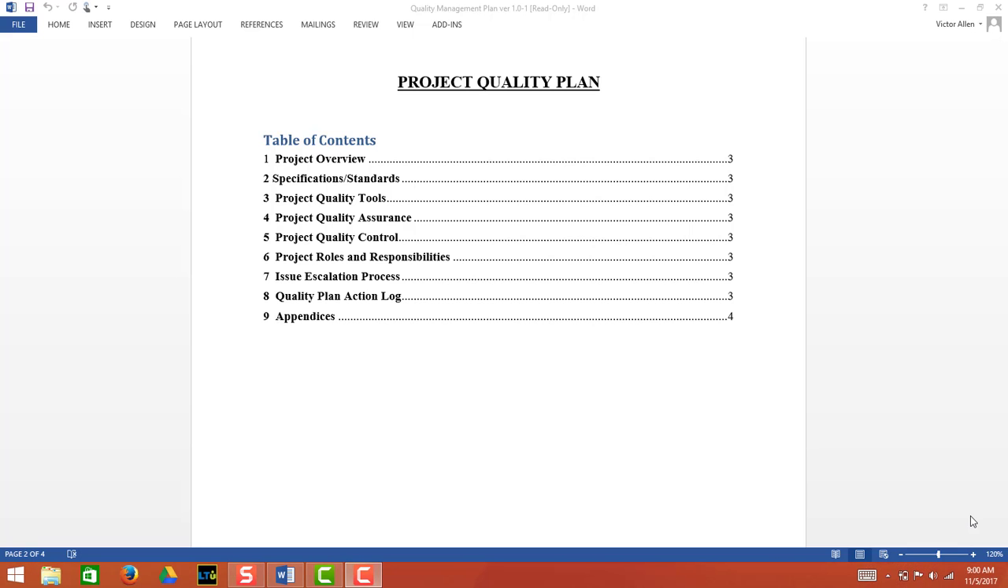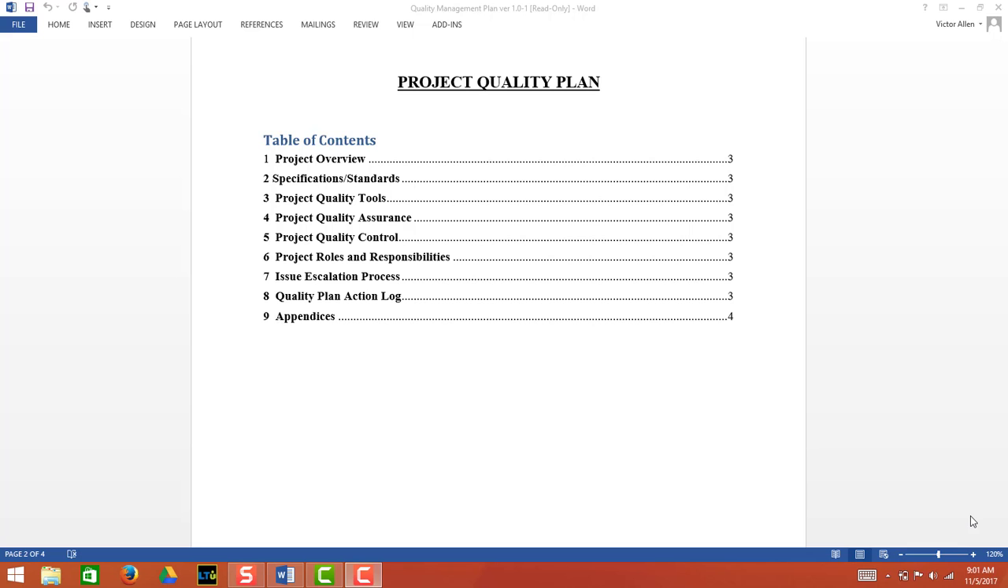The next section is the issue escalation process. The purpose of this section is to ensure that any quality issues that arise are dealt with in the appropriate manner by being escalated to the right person at the right time in the right way. This section will document the key players involved and when things should be escalated and to whom and the expected timing.